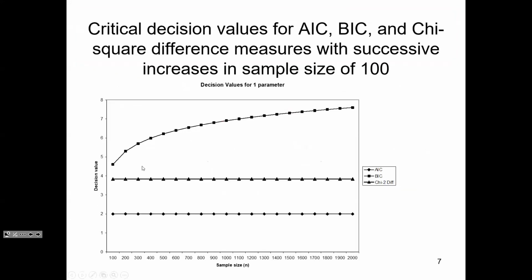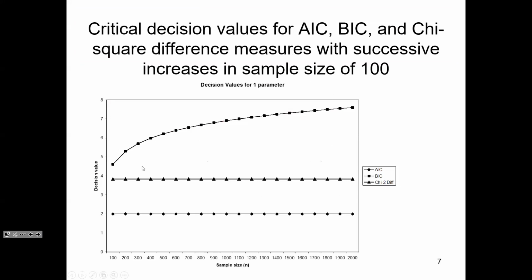Okay, so here's just a graph that shows the decision values for AIC, BIC, and chi-square difference measures. Here I'm agnostic about the sample size, so it's BIC with whatever that sample size is, which could be a function of cluster, N effective, or N.